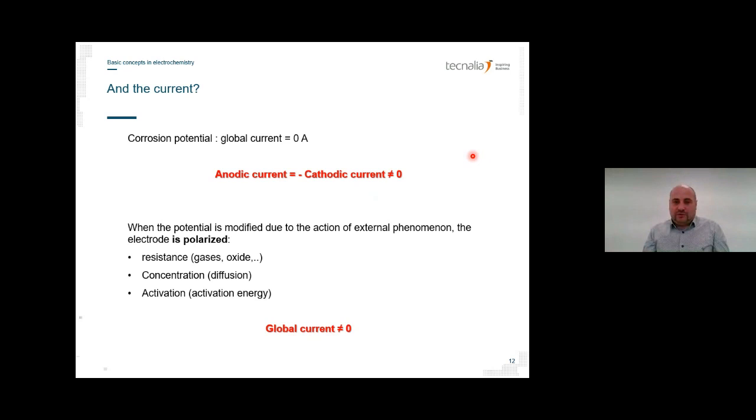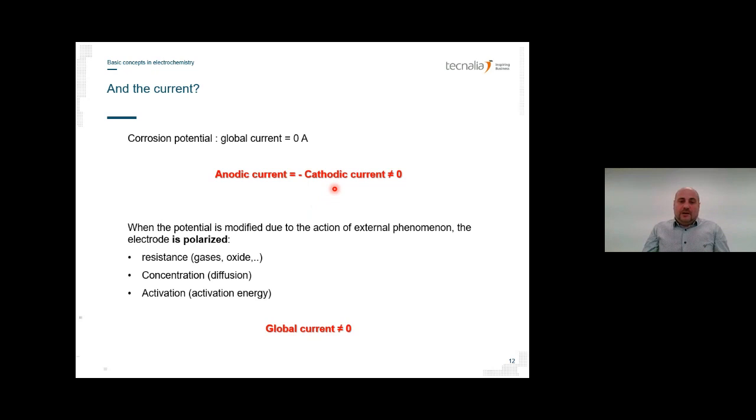And the interesting point here is, at the corrosion potential, meaning the natural potential of the material in the medium, if we know one of these two currents, because they are equal, we could know how many electrons are involved in the reaction. And if we know how many electrons are involved, we should be able to calculate the amount of material dissolved and thus the corrosion rate. That is very useful information when we are trying to study corrosion. So we have to find a way to extract one of these two currents.